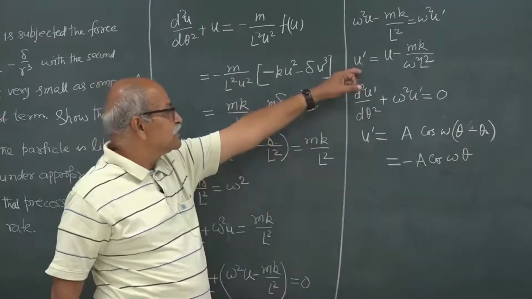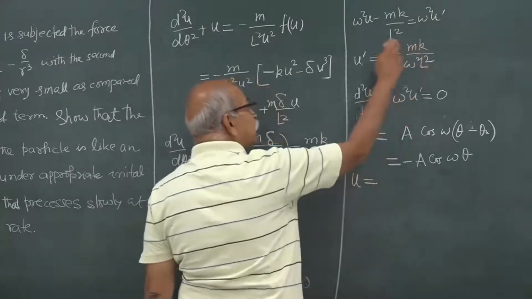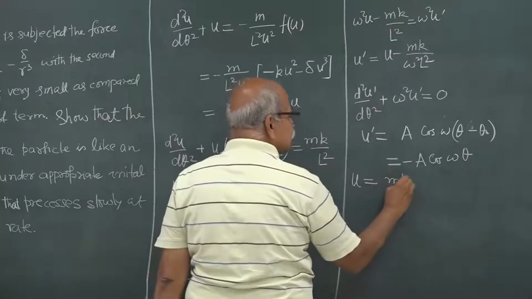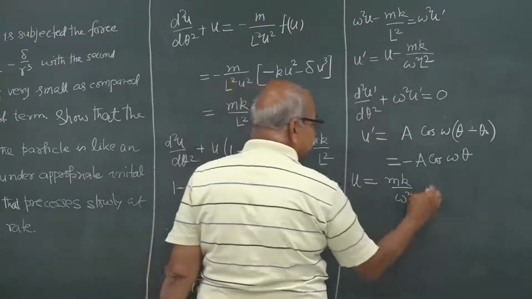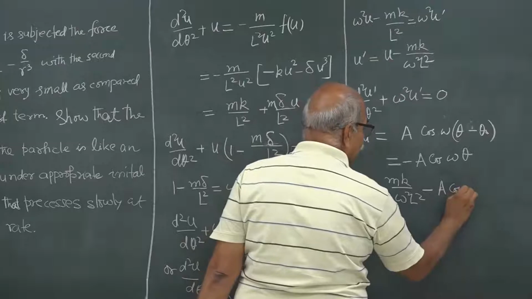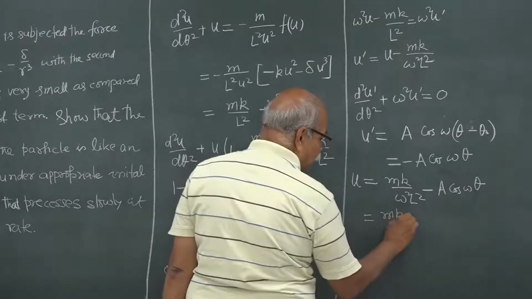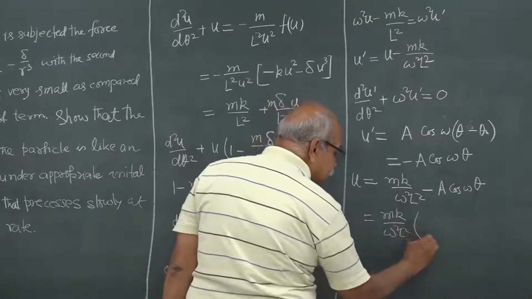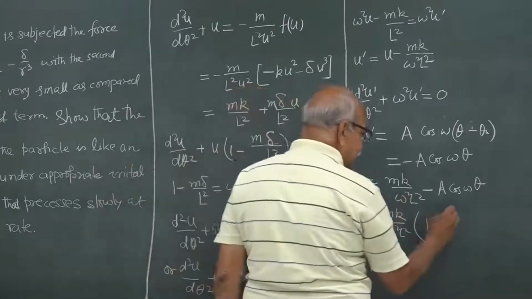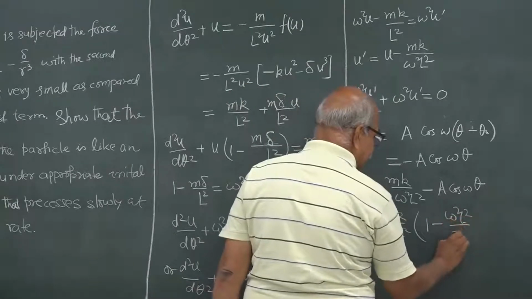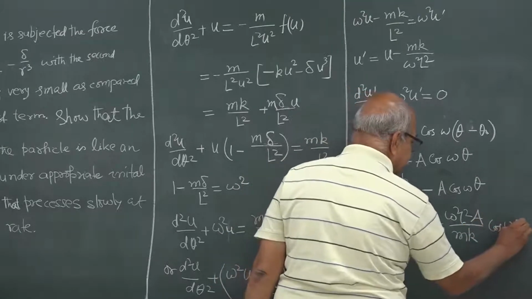And what is u prime? U prime is this. I want to write u. So, u is equal to this quantity plus u prime, and this quantity is m k over omega square L square, and plus u prime. So, it is minus a cos omega theta, and this is 1 by r, remember. This is m k over omega square L square, take this common. So, here it is 1 and then minus omega square L square divided by m k here, and this a here, and then cos of omega theta.